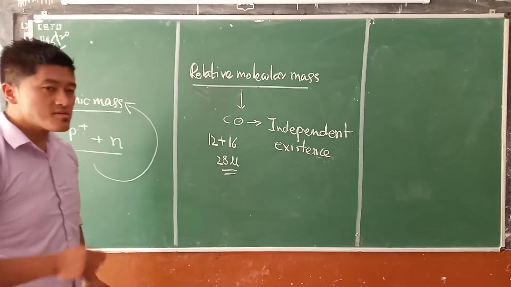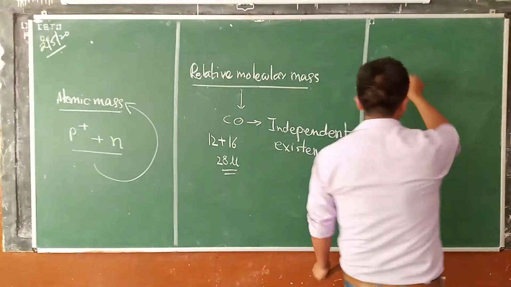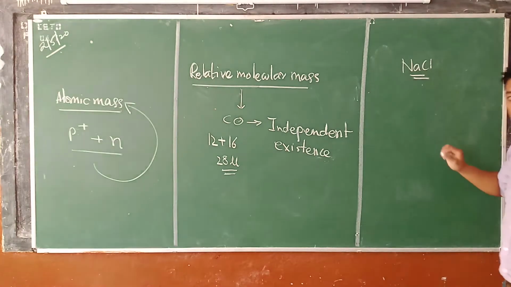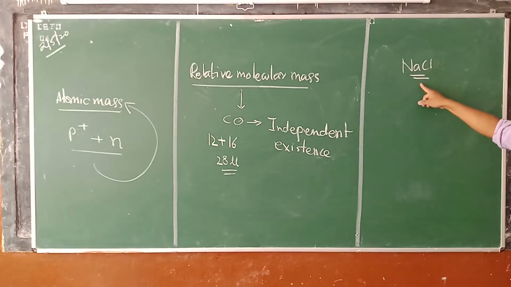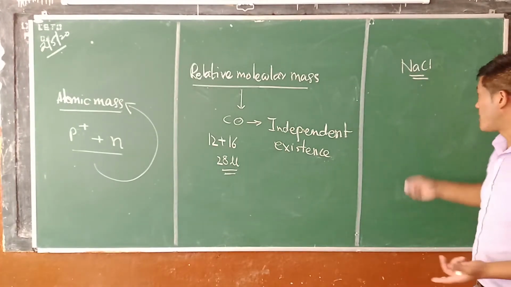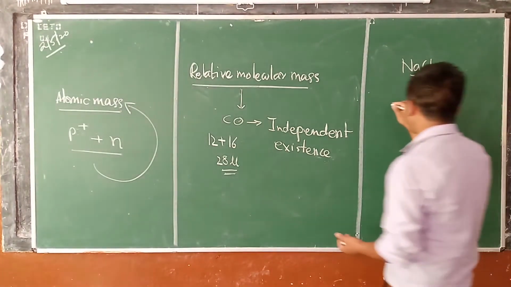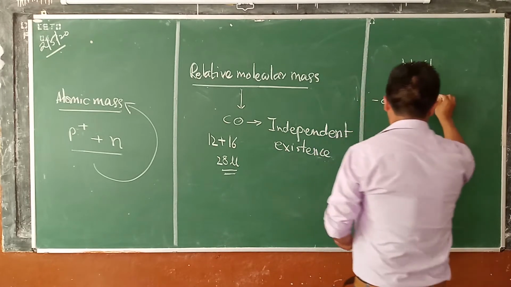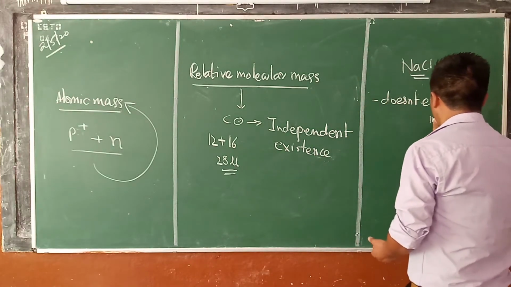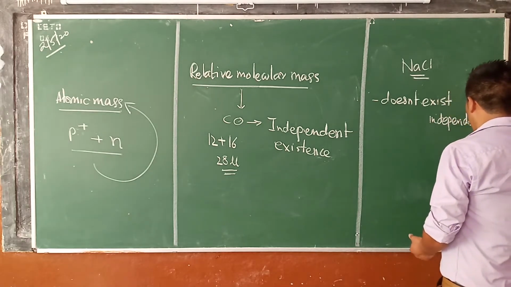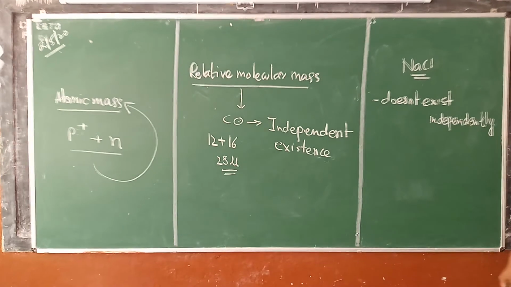Understand? But there are some other compounds like NaCl. Let us think about this one, the common salt, NaCl. Now this NaCl, first thing here, it doesn't exist independently. Is that clear? It doesn't exist independently.